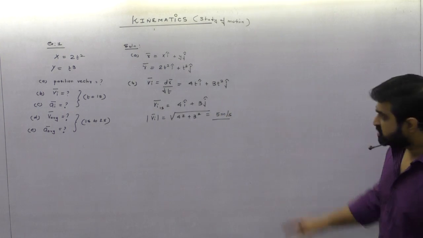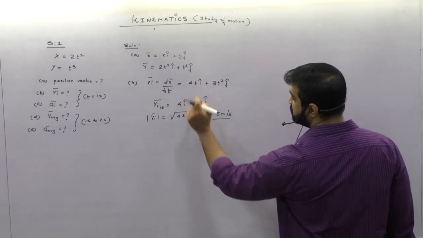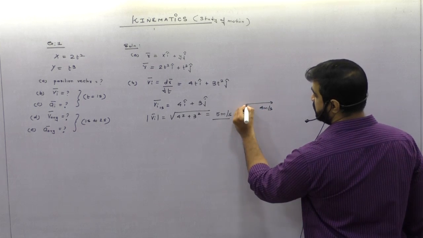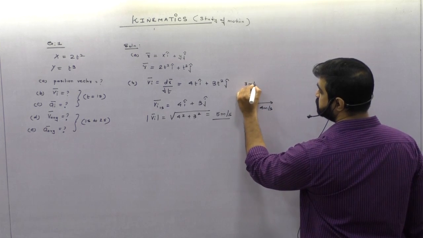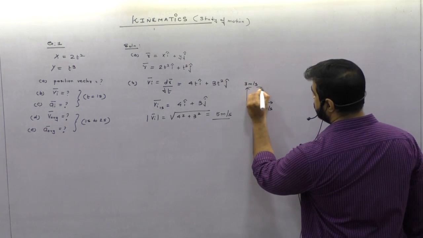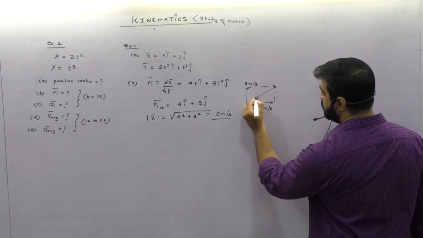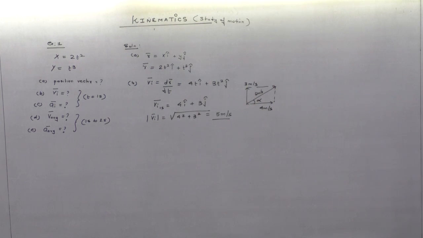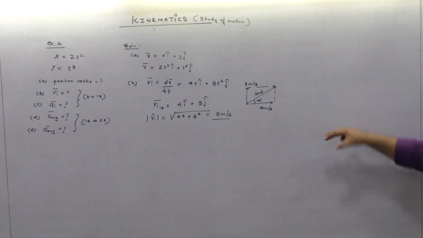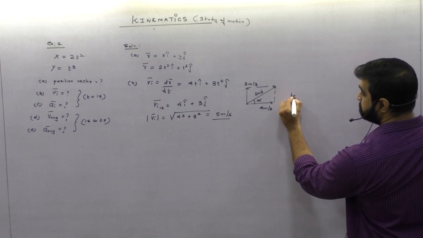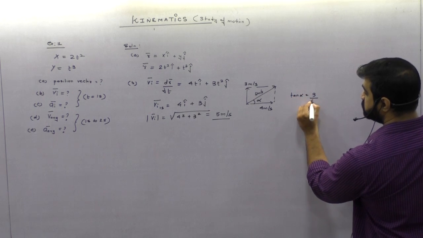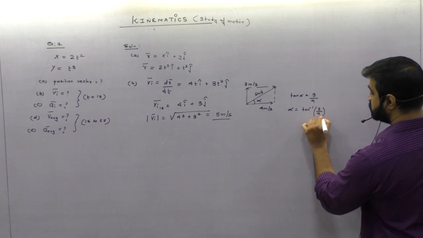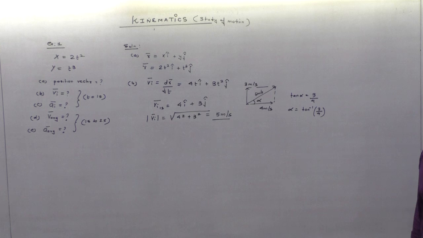Getting it? Means if you see the velocity, can I say it is 4 i cap, means along the x axis it is 4 meter per second, and 3 j cap means over here it is 3 meter per second. So the resultant vector will be given by the parallelogram, which will be 5 meter per second. Can I say it is making an angle of alpha with respect to the horizontal? They have not asked you anything about alpha, but if you want to find alpha, can I find tan alpha? It will be 3 by 4. Alpha will become tan inverse of 3 by 4. That is how much? 37 degrees, remember?